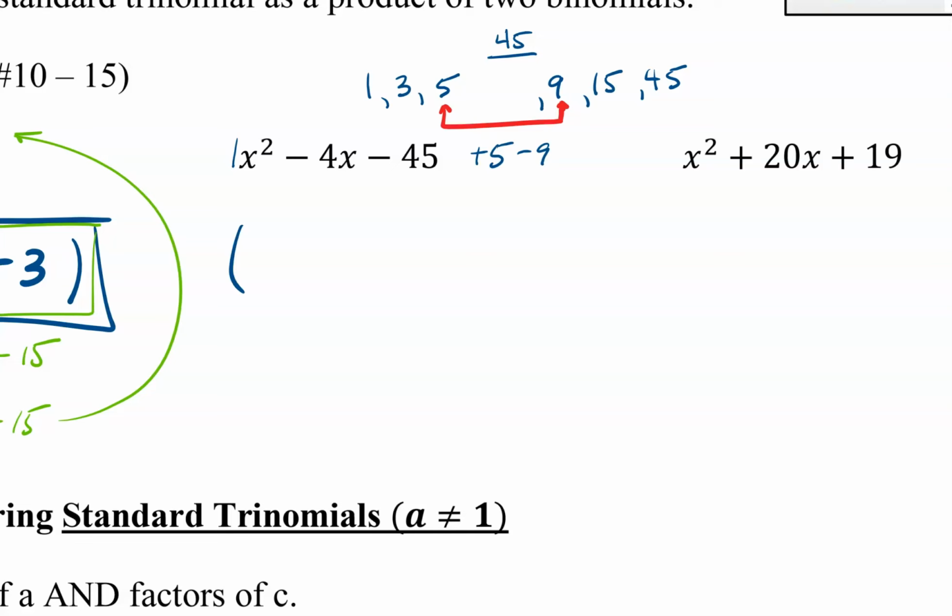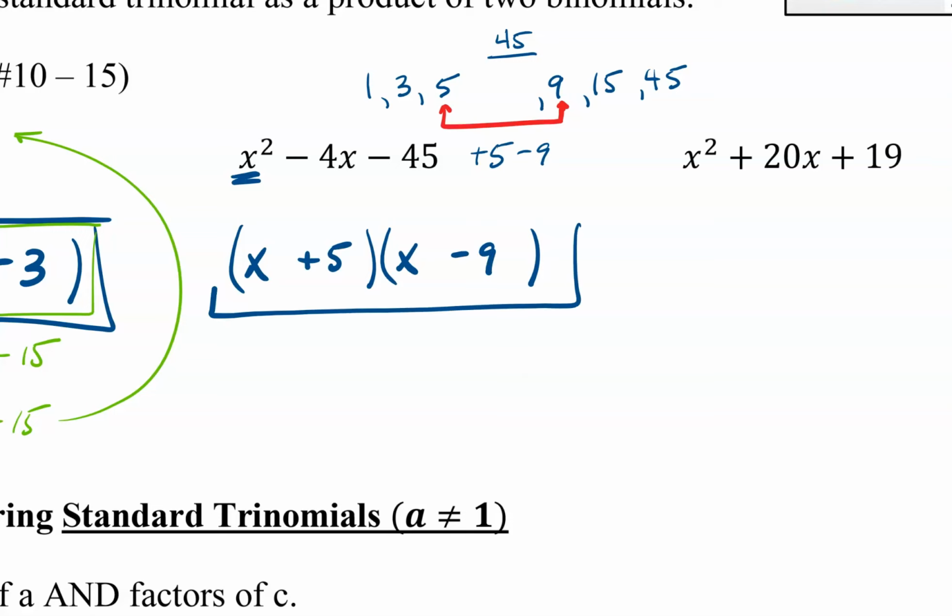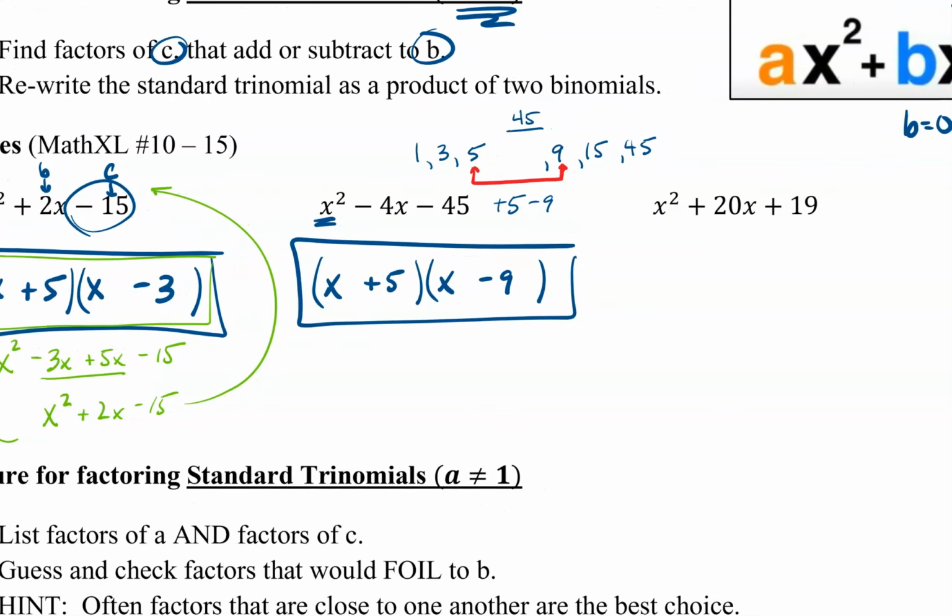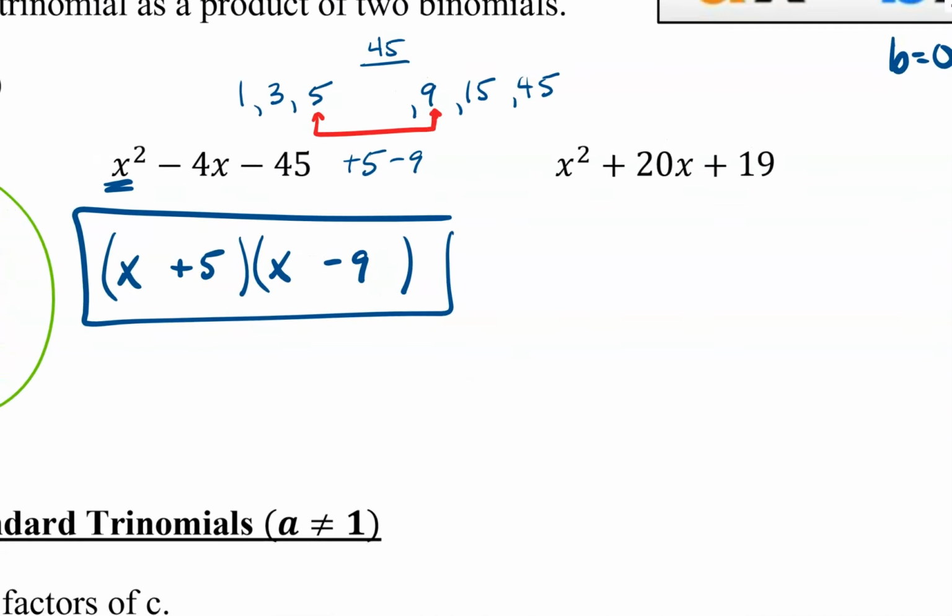As far as our factored result goes, since this is a standard trinomial with a equal to 1, we always use the letter from the problem, our variable in the problem, to start our factor groups. And we would use these two values that we settled on, positive 5 and negative 9, as our result. So our factors are x plus 5 and x minus 9. Again, we could check this using a FOILing process to see if it ends up equaling x squared minus 4x minus 45, and you can do that on your own if you would like.